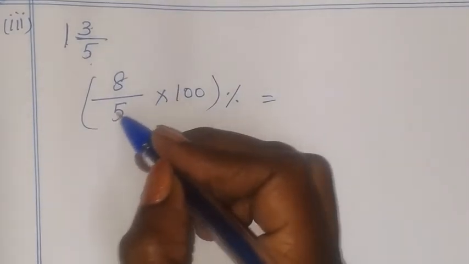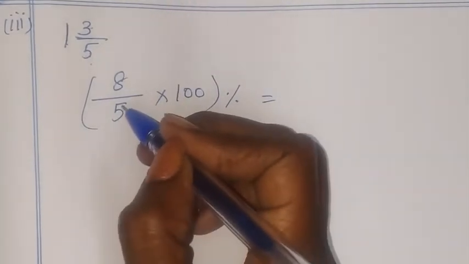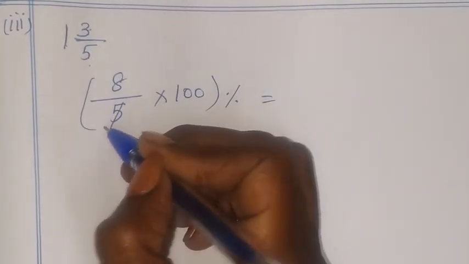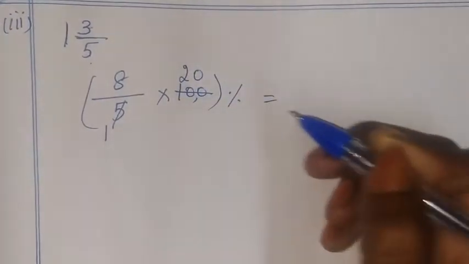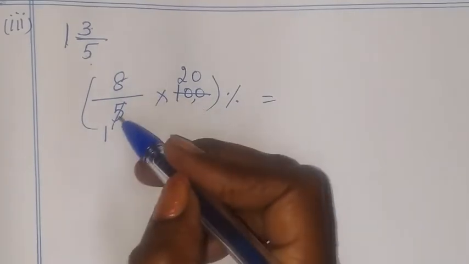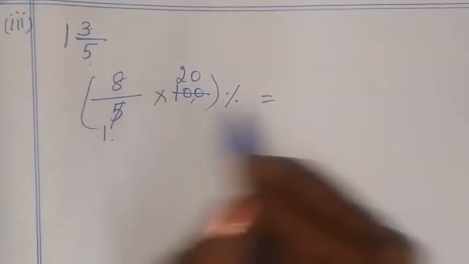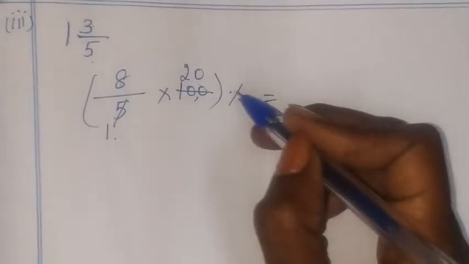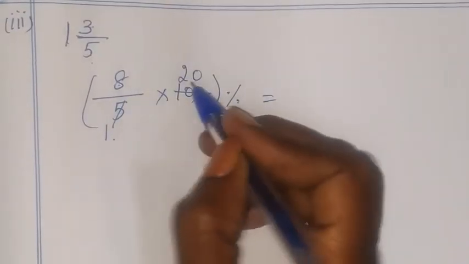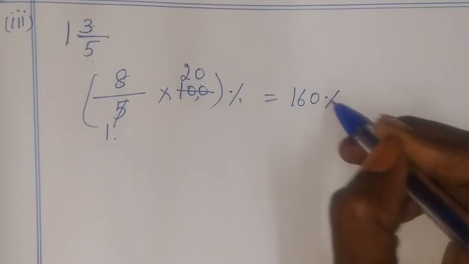That's all. Now 5 and 100 will get simplified in the 5 table. 5 ones are 5, 5 twos are 10, and the 0 should be brought up. Now when we get 1 in the denominator, the simplification was completed. Now we have to multiply the numerators and write it as an answer. 8 into 20 is 160 percentage. That's all.